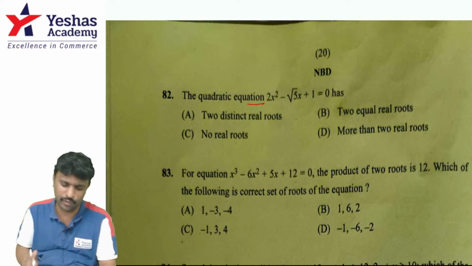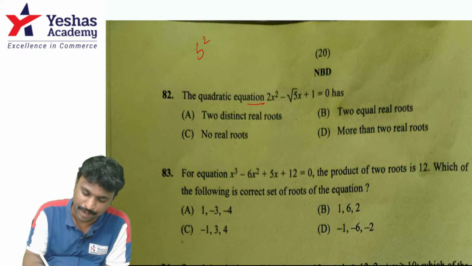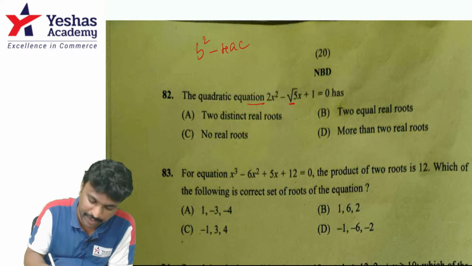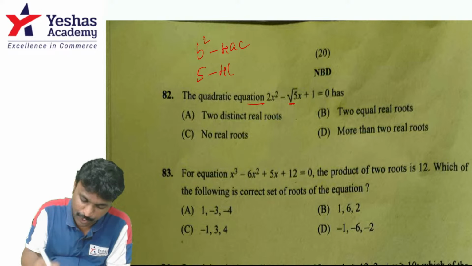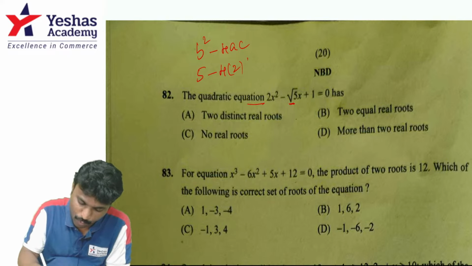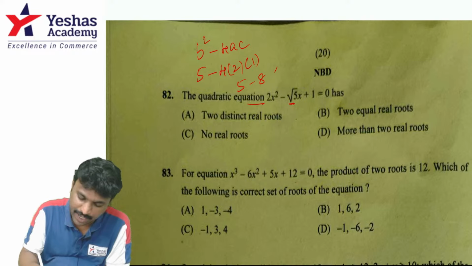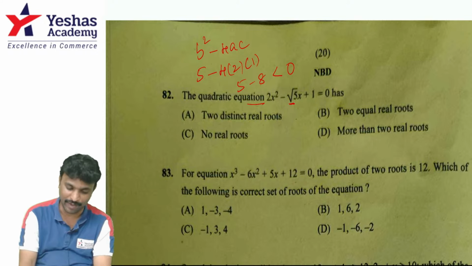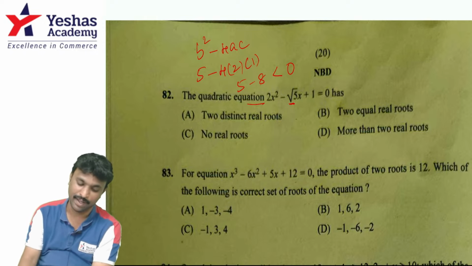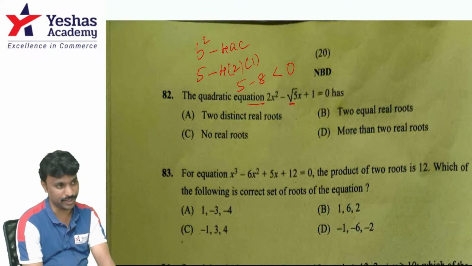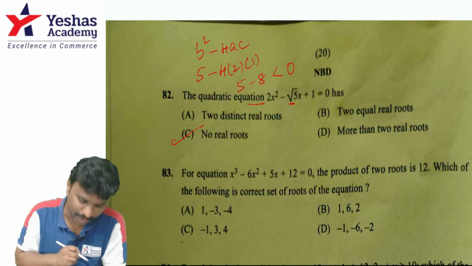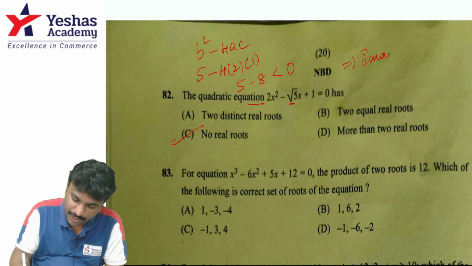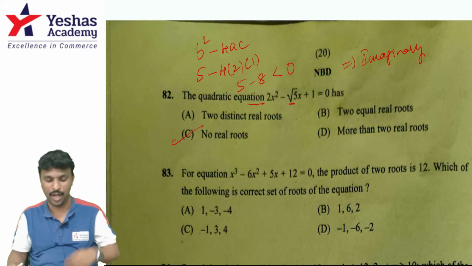What's the nature of the roots? So guys, if you want to find the nature of the roots, we have to find the value of b square minus 4ac. The b value is minus root 5, and minus root 5 the whole square is 5. Minus 4 into a value 2, c value 1. So it's 5 minus 8, less than 0. It's a negative value, minus 3. If the value of b square minus 4ac is negative, the roots are imaginary. That means no real roots.